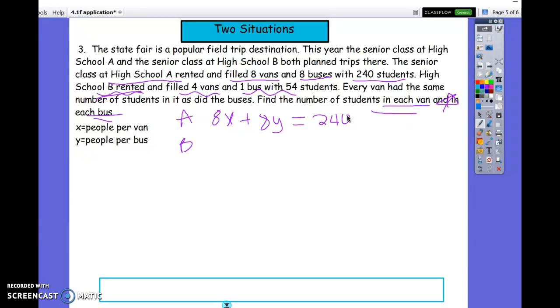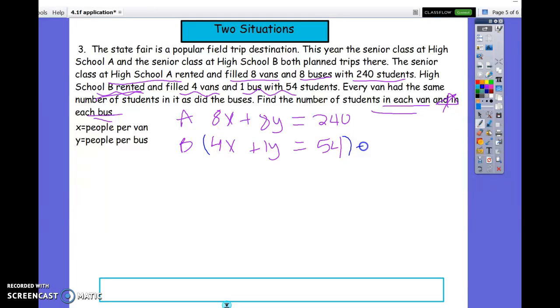This would be a good time to pause, try and write the equation for School B. Well, it's really similar, but they have 4 vans, so 4 times x, plus 1 bus, so 1 times y, and they had a total of 54 students who went. These are our two equations, so again, all we need to do is solve. So elimination, substitution, graphing, whatever you want. I'm going to go with elimination just because of how it's set up.